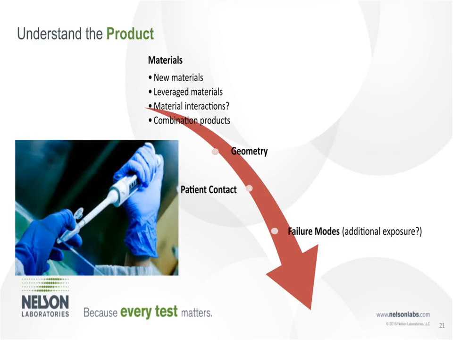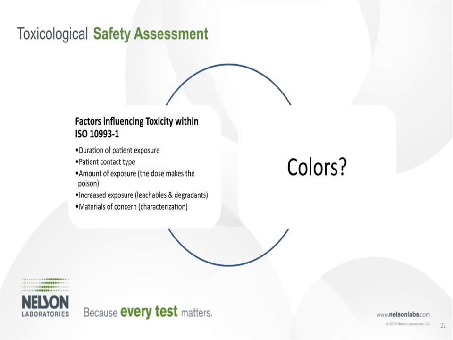So if you're changing the geometry of the device, depending on how you're changing it, you may not need to reevaluate genotoxicity, for example, as long as the processing all stays the same. But you may need to reevaluate your implantation and your hemocompatibility. So those things need to go into your product or your BEP. All these things go into understanding what your product is.